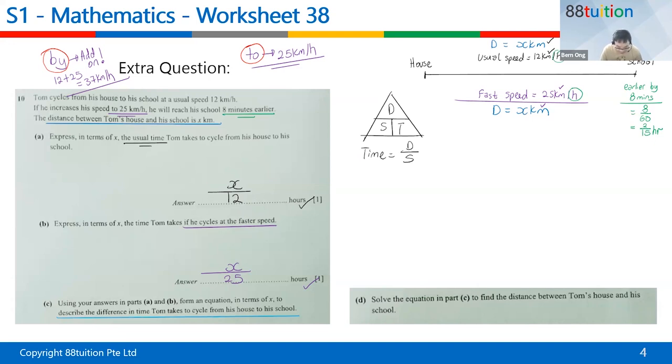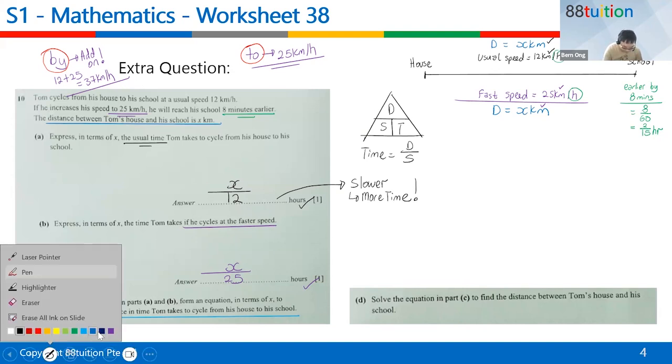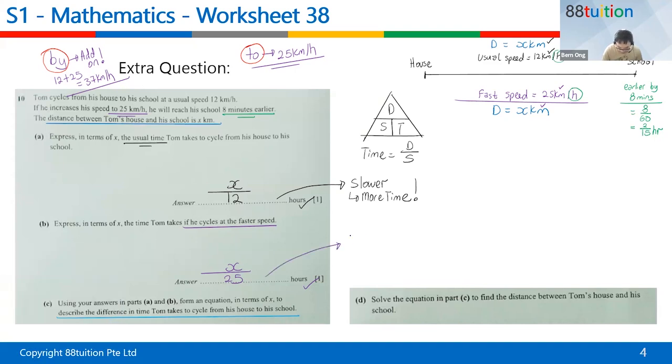Can you see something? The usual one, because he is slower, means that he required more time. Is that true? Because he is slower, he required more time. Versus this one, he is faster at 25 kilometer per hour. He's faster, he required less time in order to reach school. Correct or not?